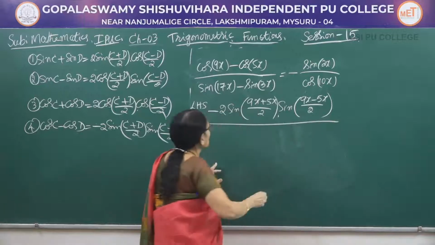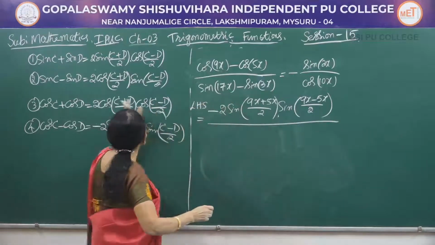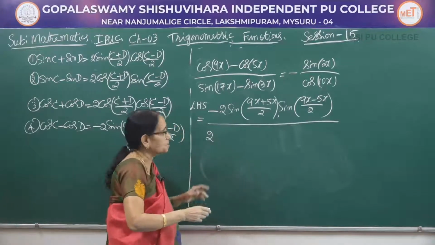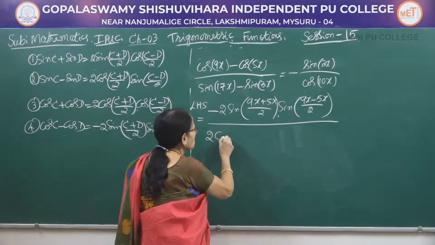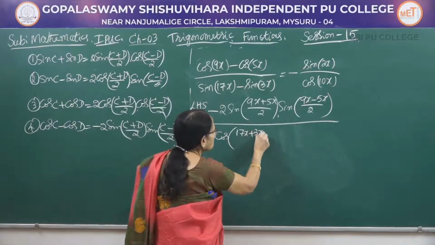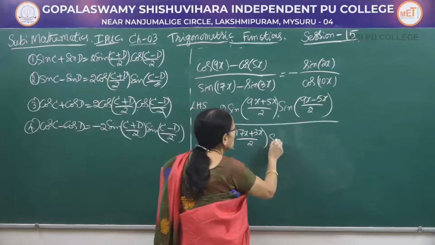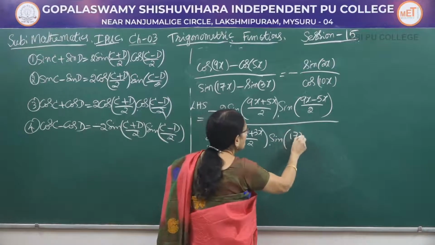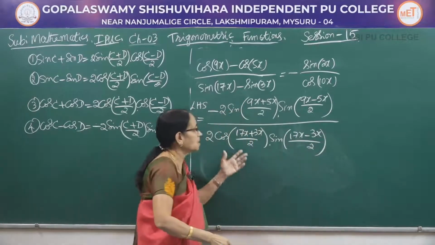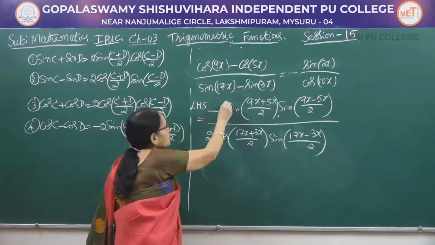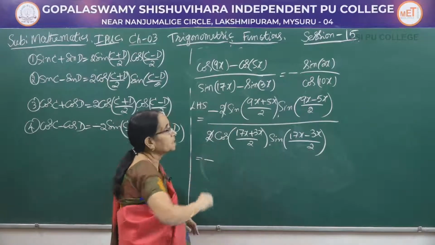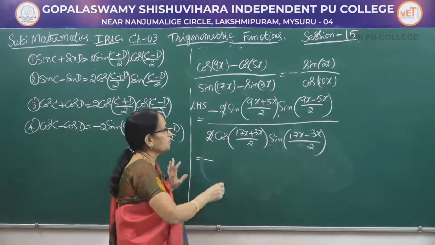Whole thing divided by sin c minus sin d, the second formula, where we have a mixed product of cos and sin. First cos comes: 2 times cos of (17x plus 3x) by 2 into sin of (17x minus 3x) by 2. So directly you cannot do any cancellation, but for the number 2 here. Now, we have got the minus sign which we need on the right hand side.